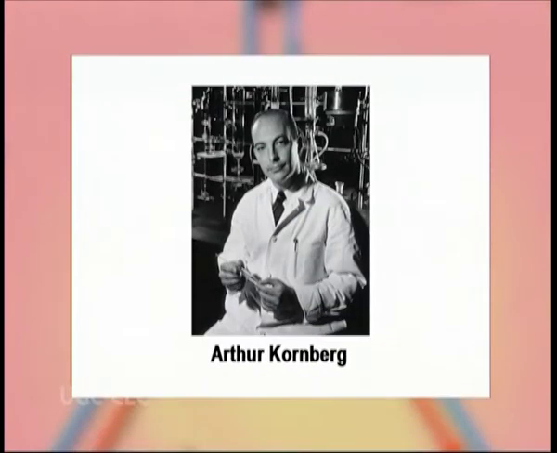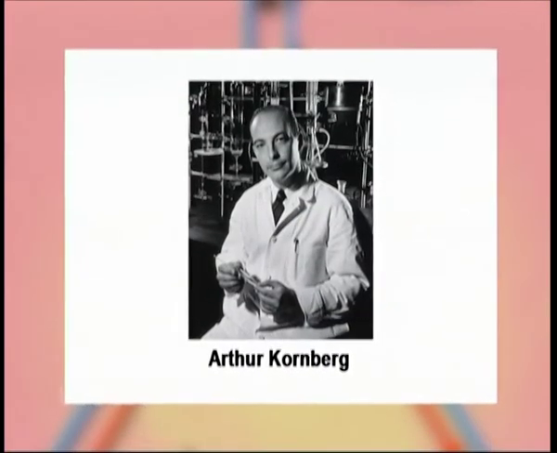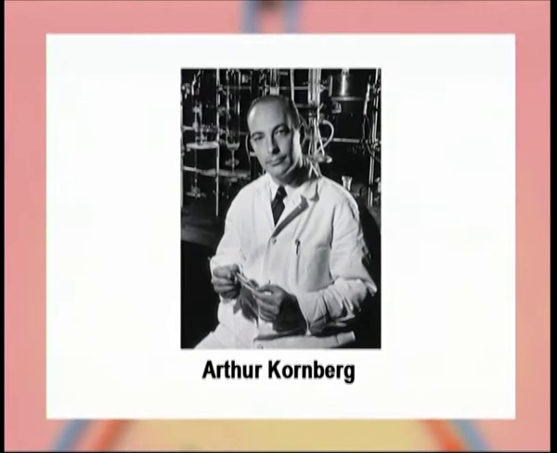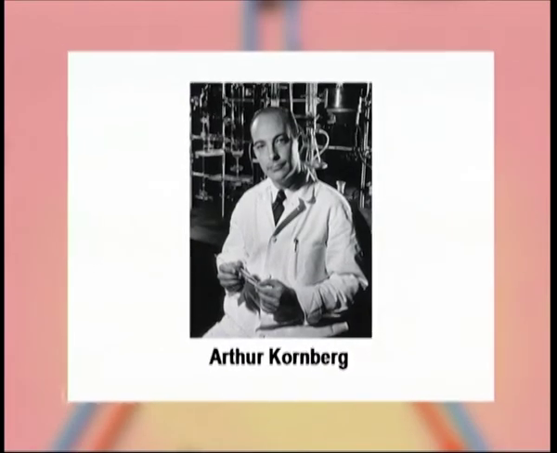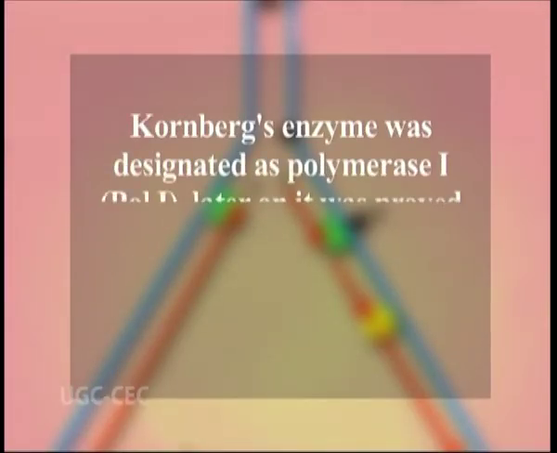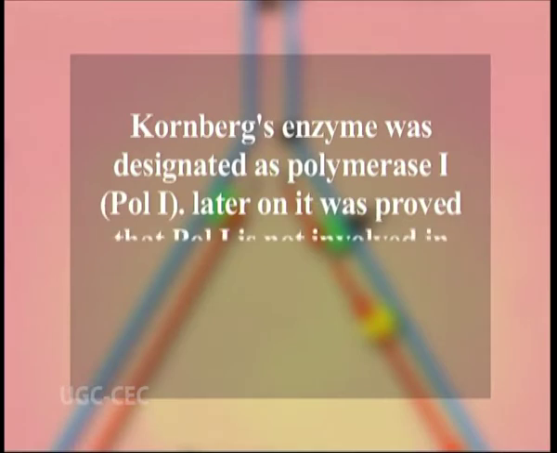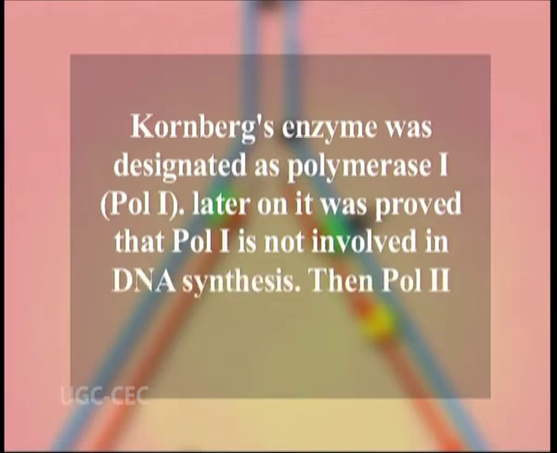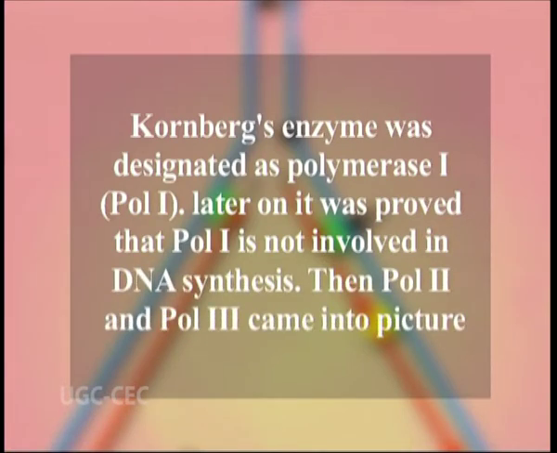Arthur Kornberg was the first scientist who discovered DNA polymerase and thought that it is the only DNA polymerase found in the cells which has polymerization activity. After that, various enzymes have been discovered with similar activity to that of Kornberg's enzyme. Kornberg's enzyme was designated as polymerase 1 or Pol1. Later on, it was proved that Pol1 is not involved in DNA synthesis. Then Pol2 and Pol3 came into the picture.